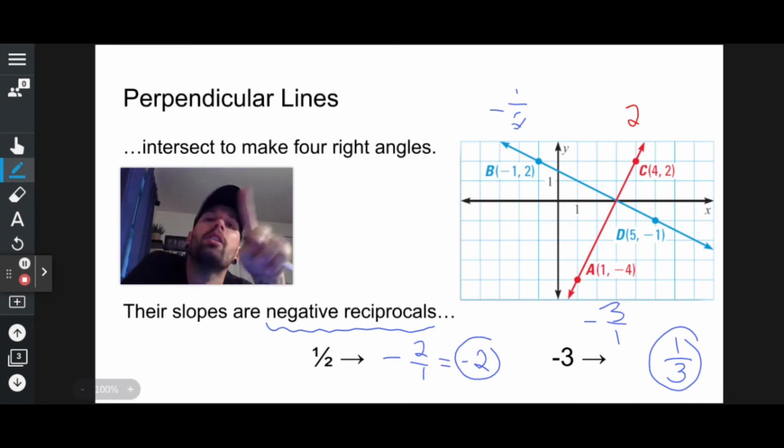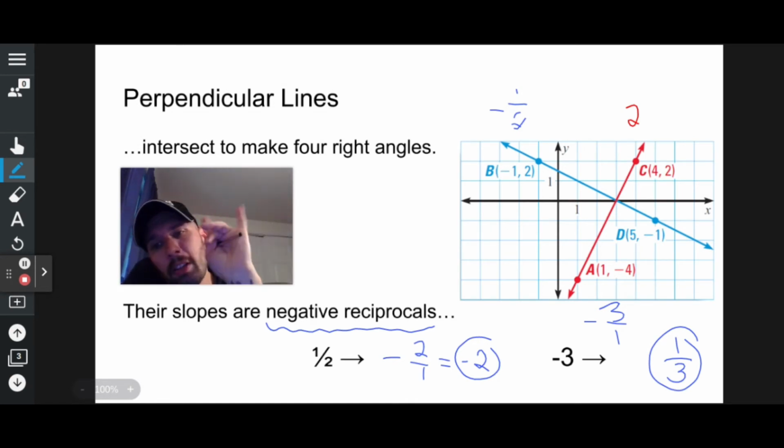So perpendicular lines, their slopes are negative reciprocals of each other. I don't care about their y-intercepts. I only care about their slopes, and their slopes are negative reciprocals of each other. And you find the negative reciprocal by flipping it and making it opposite. Flip it, opposite.